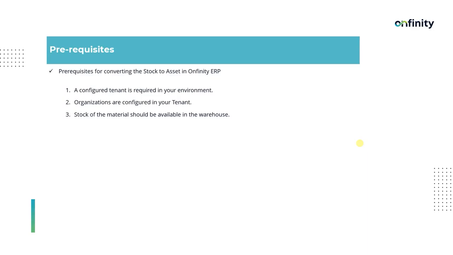processes. The prerequisites for converting the stock to asset in Onfinity ERP include having a configured tenant in your environment, configured organizations in your tenant, and available stock of the material in the warehouse.